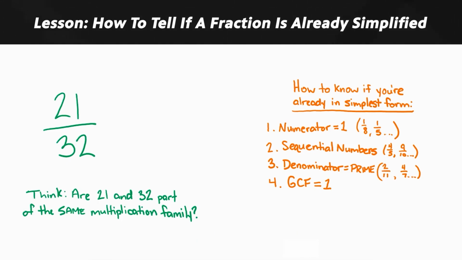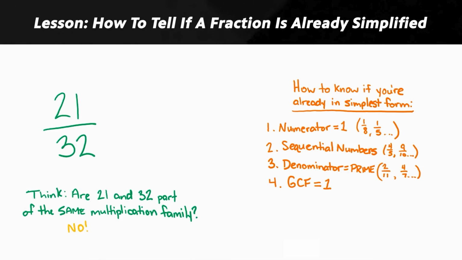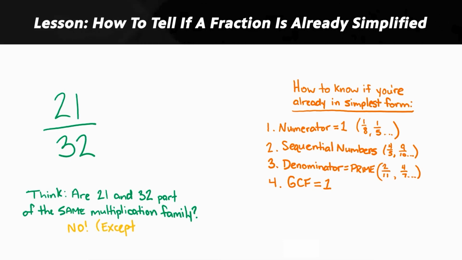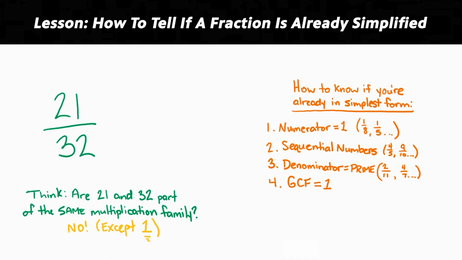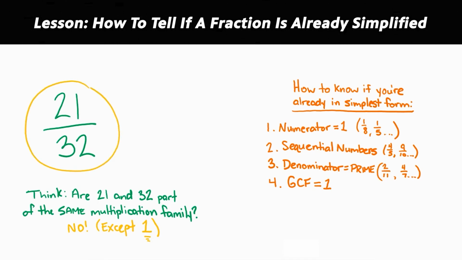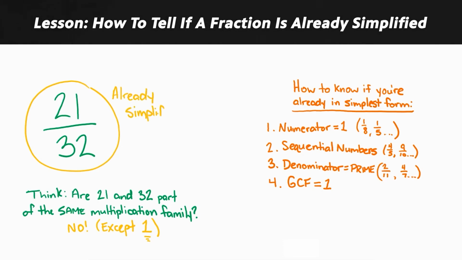The answer is no. 21 and 32 have lots of factors, but they are not part of the same times family except for the number 1. And as we know, if you divide something by 1, that number stays exactly the same. So 21/32, even though they're larger numbers, is already in simplest form.